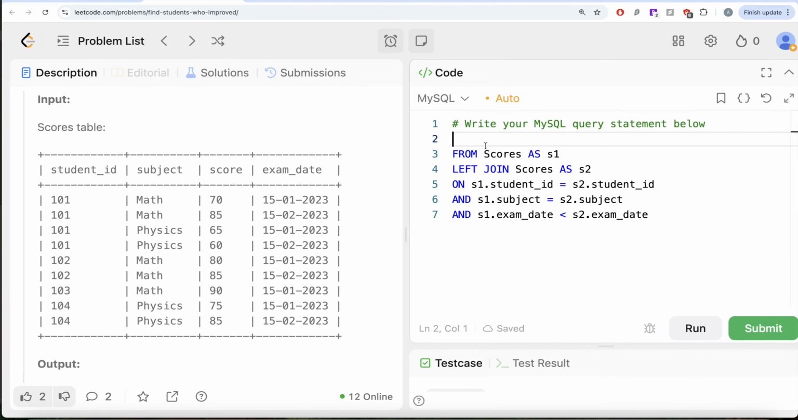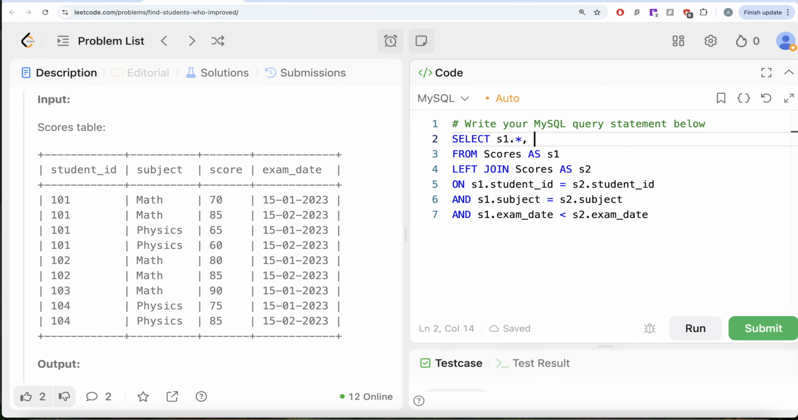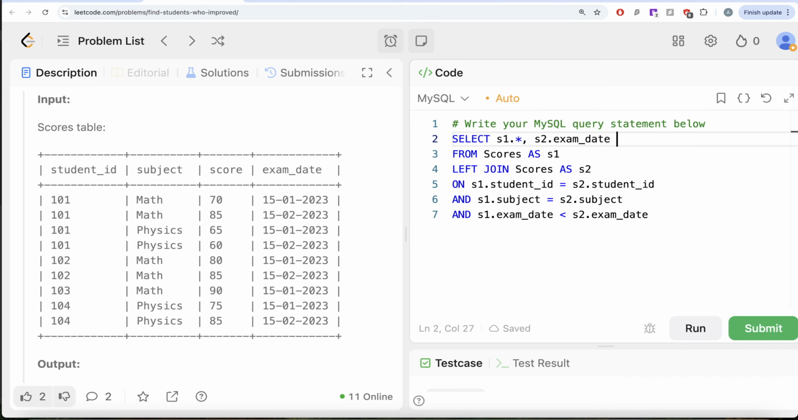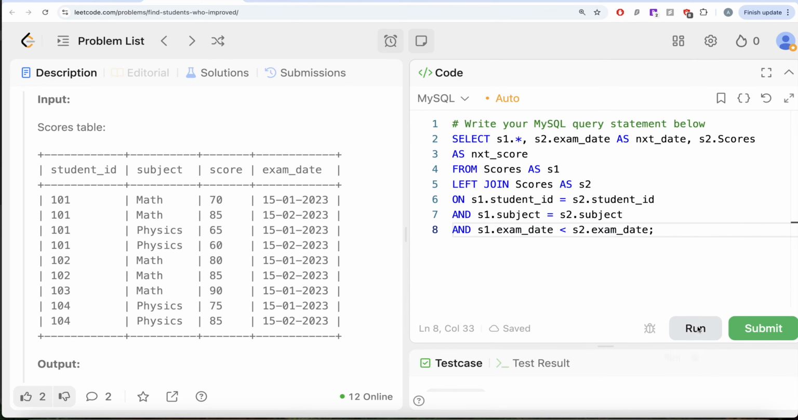Okay, let me return all the columns from S1, and then from S2 all I am concerned about is whether the score improved and what was the exam date. So S2 dot exam date as next date, and then S2 dot score, let me alias this as next. Let me go ahead and run this and let's see what we get in our output.